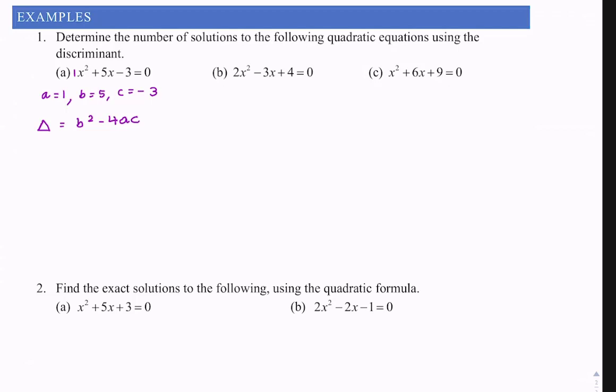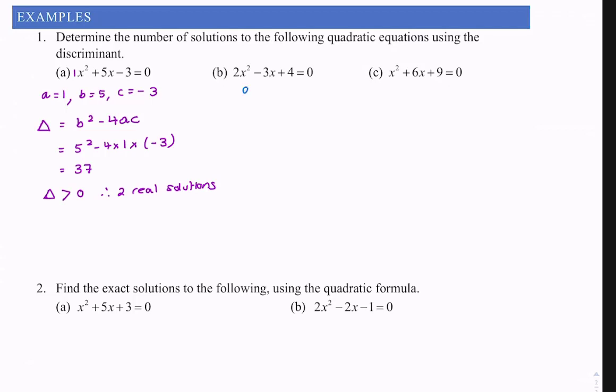So if we have a look at b squared minus 4ac, b is 5, so I've got 5 squared minus 4 times 1 times -3. And I get an answer of 37. And we know from our notes that if the discriminant is greater than 0, which this one is, there are two real solutions. So now I'm going to try this with the next one.